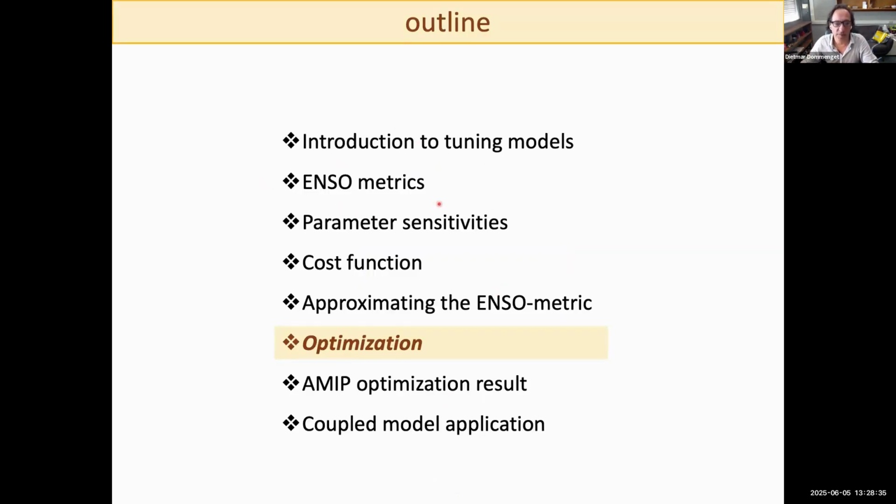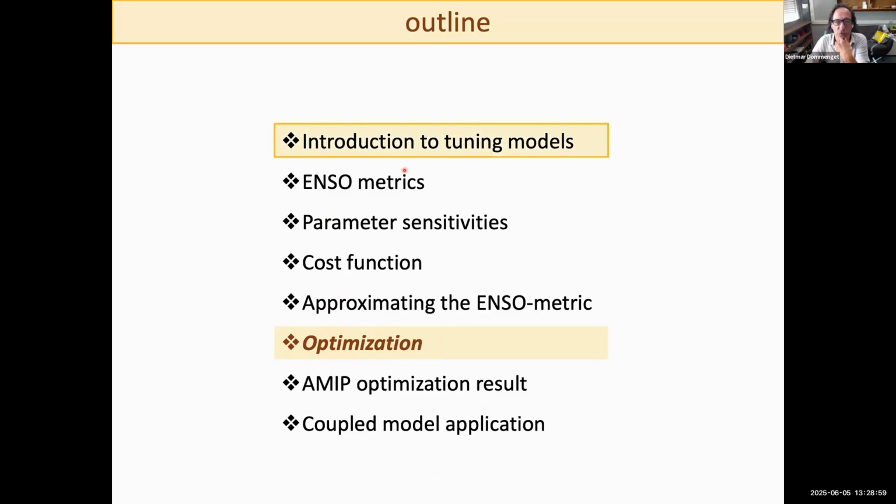So here's my outline. In principle, I don't think I have enough time to talk about this because it's a fairly complicated topic and I would probably need more than 20 minutes to explain it. But anyway, I go through this. The main focus here is to try to optimize the model parameters to make the ENSO in the coupled model better. But in order to get there, I need to explain a few things first, okay?